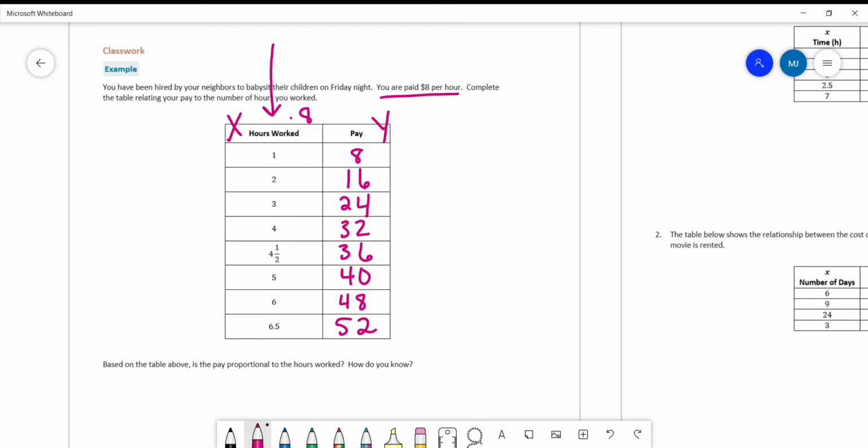So a question I've got, do you have to work to get paid? What if you didn't work any hours at all? So if you worked 0 hours, 0 times 8 would be no money. So no hours worked results in no pay. Based on the table above, is the pay proportional to the hours worked, and how do you know? So we're going to fill in this answer here.